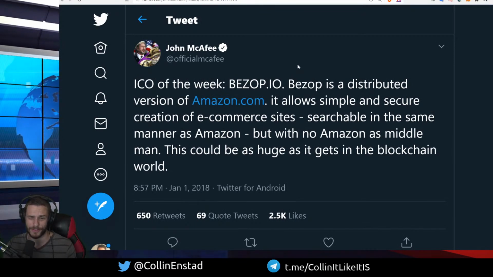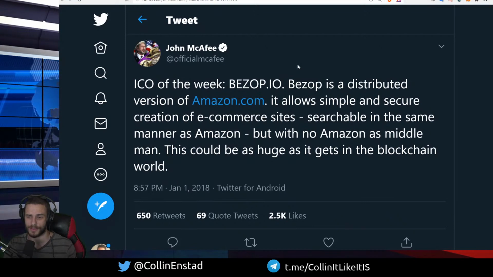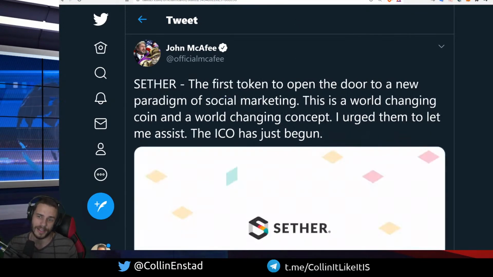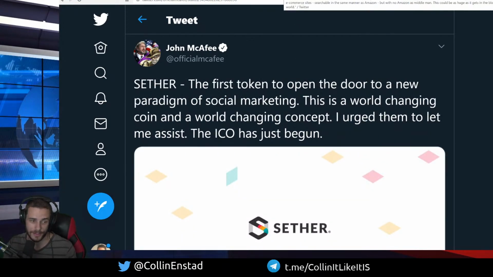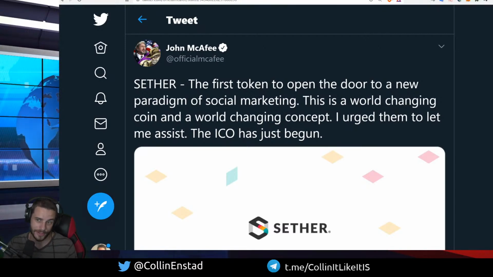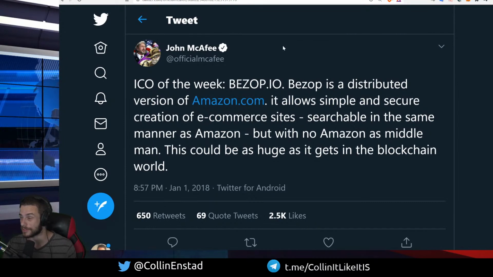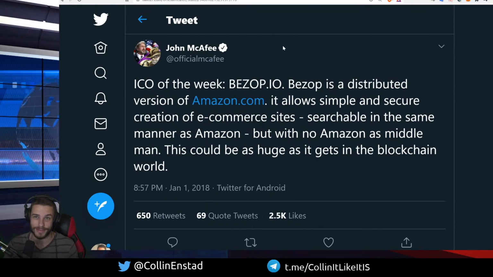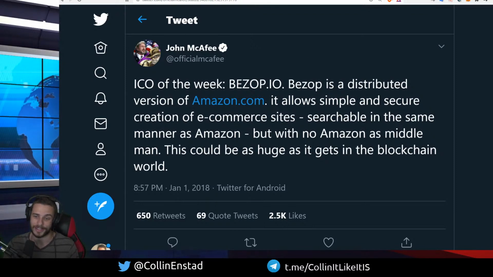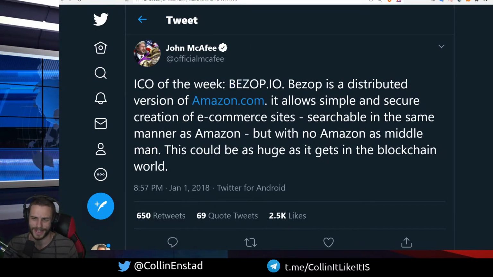It's a distributed version of Amazon.com. It allows simple and secure creation of e-commerce sites. So as always, most of these tokens have absolutely zero utility, right? Like zero utility. But maybe the service they're supporting, their company, maybe has some value, but the tokens are just worthless, right? And so Bezop.com, I mean, are they literally trying to do Bezos? Like Jesus Christ.